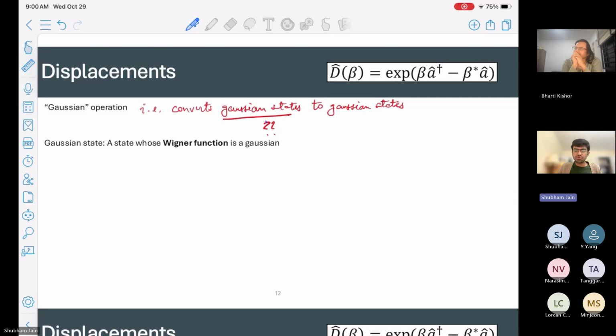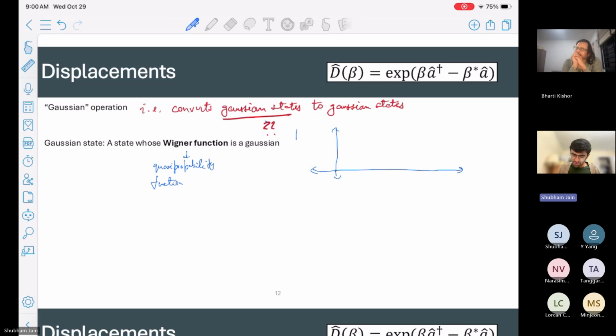These are states whose Wigner functions are Gaussian, whose Wigner functions have a Gaussian nature. So Wigner functions, I'm not going to give the definition because it will take too much time, but Wigner functions can just be imagined as some quasi-probability functions. So looking at a Wigner function, you can tell something about the probability of finding your system or particle in a particular state.